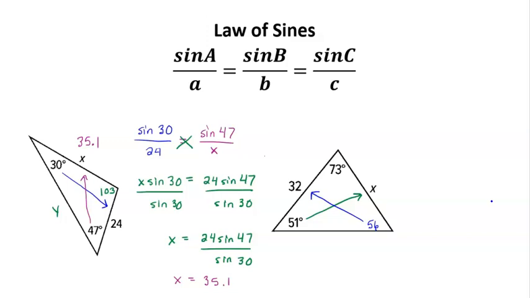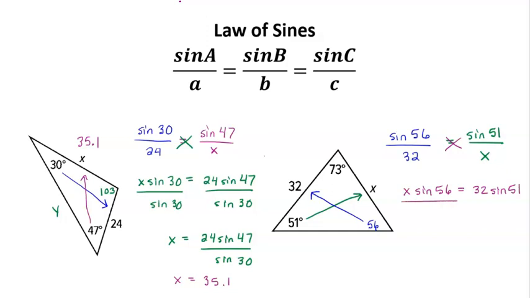Now I have what I need to create that proportion. All right, and so now we've got the sine of 56 over 32 is equal to the sine of 51 over x. And then we're going to do that same thing that we did before. We're going to cross multiply. And now I have x times the sine of 56 equals 32 times the sine of 51. To get x by itself, I'm just going to divide by the sine of 56.